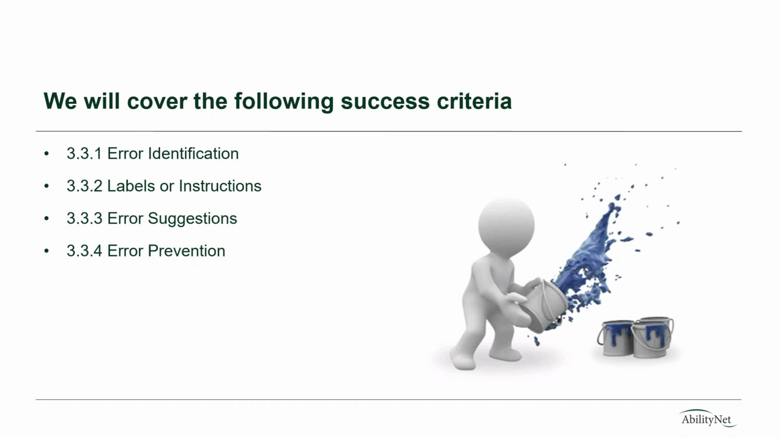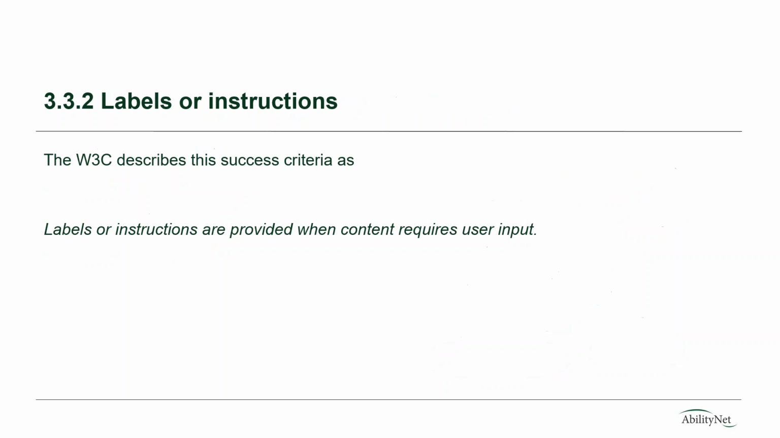We're going to be covering the following success criteria relating to forms. 3.3.1 is concerned with error identification. We'll also look at suggestions for fixing errors and how to prevent errors in the first place. And of course, we're going to be looking at the key issue of labels and instructions for forms.